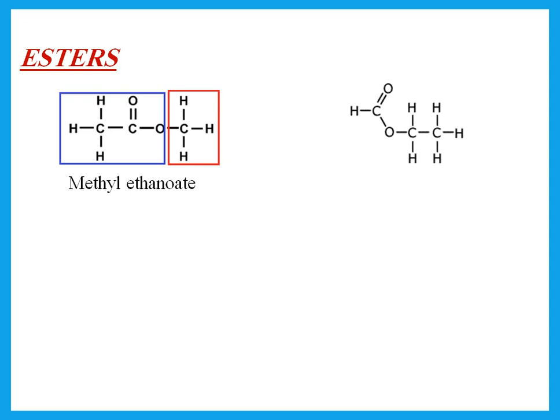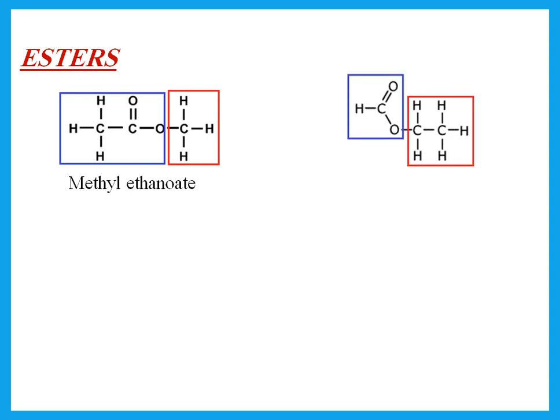Again, let's try naming this ester. Where is the alcohol? The part in the red box, the part after the C double bond O. It was an alcohol that had how many carbons? 2 carbons. That means my name is ethyl something. Then the part with the C double bond O, the one in the blue box, had only 1 carbon. That means my acid had only 1 carbon, so that was methanoic acid. So the ester should be ethyl methanoate.